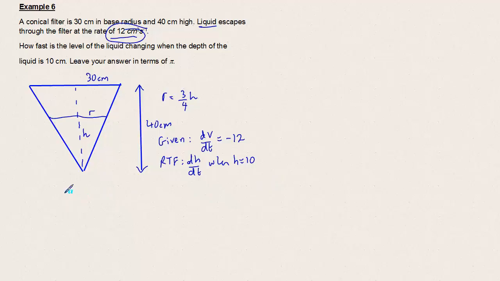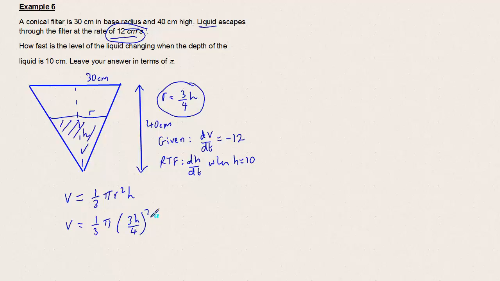Now, the volume of a cone is given by 1/3 pi r squared h. So the volume of this liquid is given by this. But we know that r is equal to this for this particular cone. So that's 1/3 pi times (3h/4) squared times h.